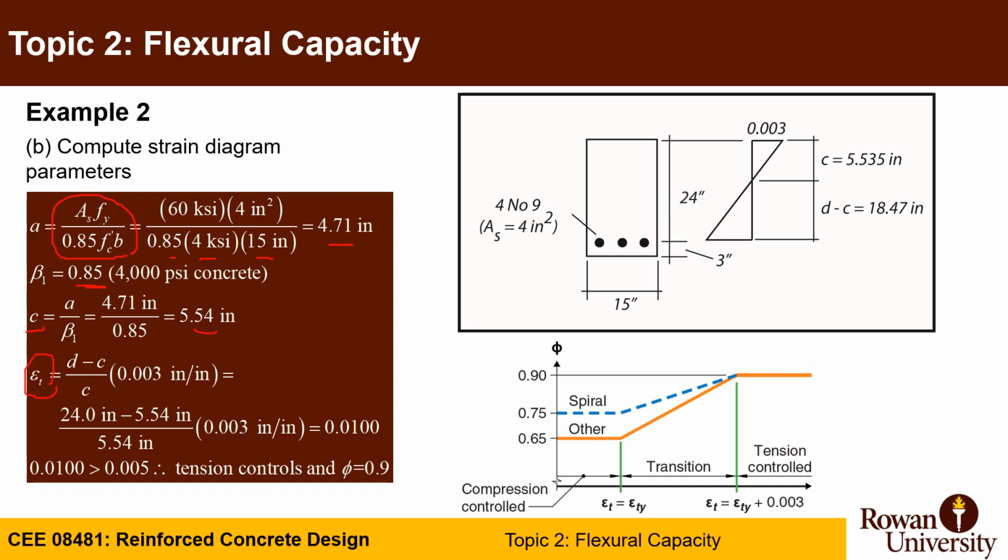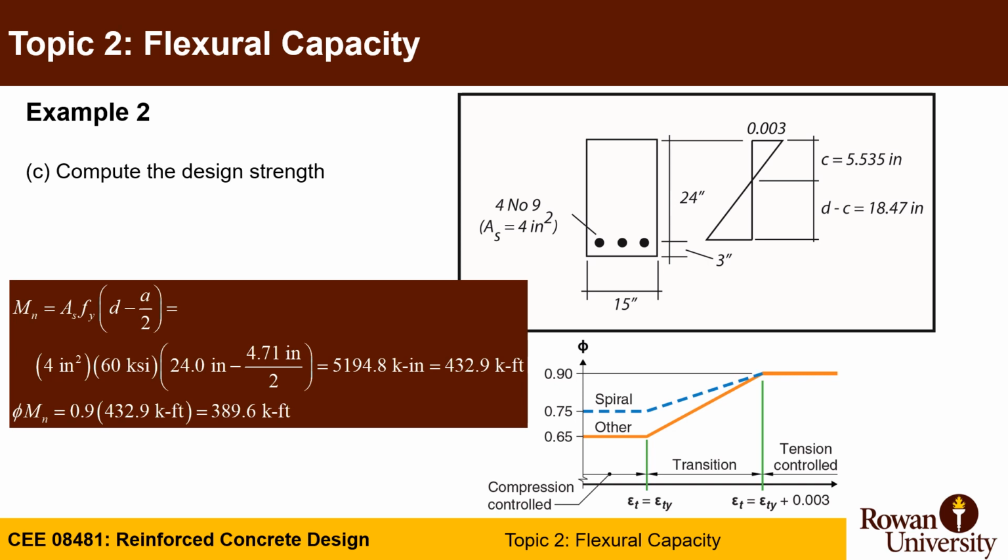Calculate epsilon t, tension, or epsilon s in steel, same terminology, is (d minus c) divided by c times 0.003, which is (24 minus 5.54) divided by 5.54 times 0.003. This gives you 0.01. The strain is 0.01. This is way more than 0.005, or epsilon ty plus 0.003. So you are almost here. So phi value is 0.9, as you can see on the board here.